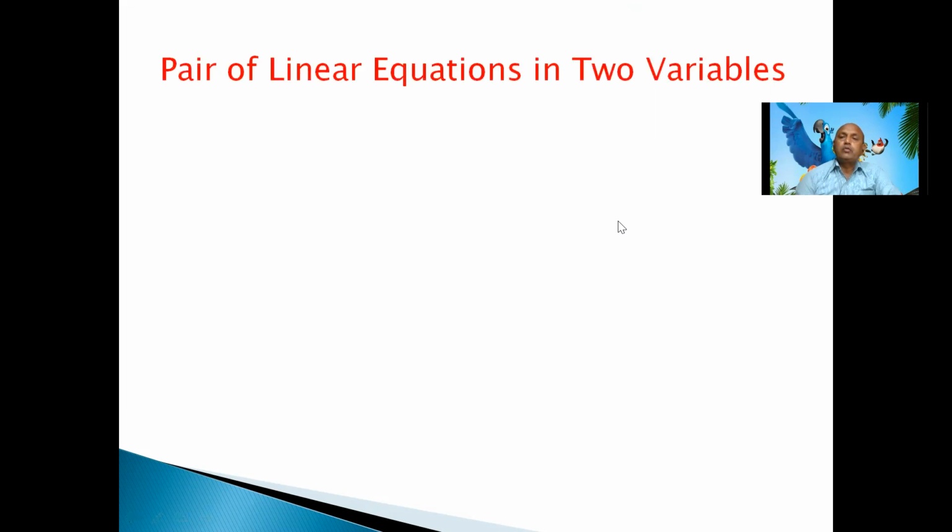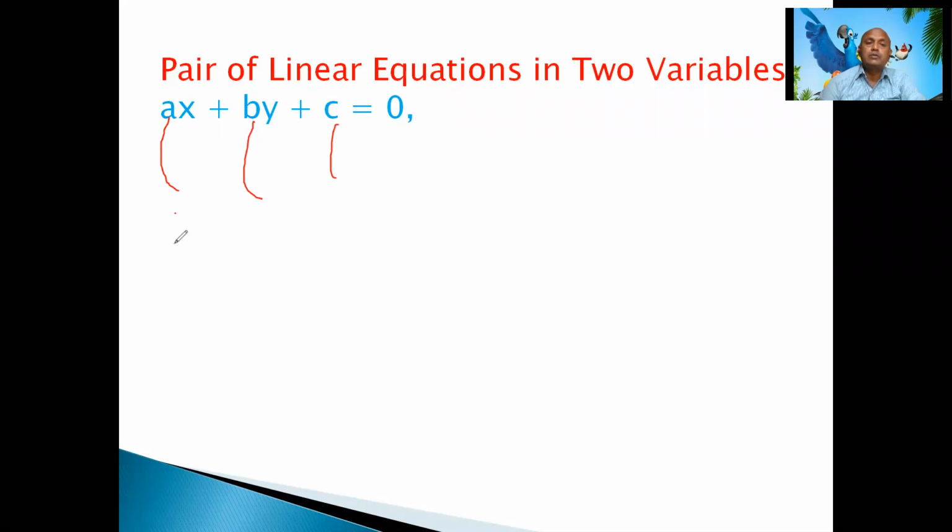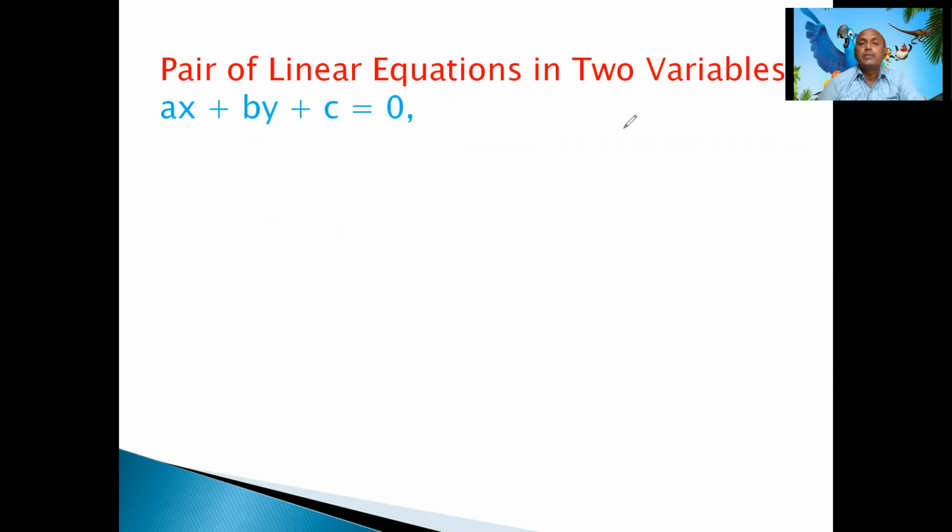Pair of linear equations in two variables. As I have just explained, it is ax plus by plus c is equal to 0. Here a, b, c are the constant terms. A, B, C are numbers like 1, 2, 3, 5, 7, any number you can take in place of A, B and C. X and Y are the variables.